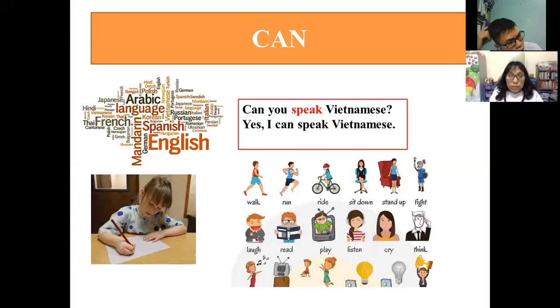So can you drive a car? No, I can ride to work. I can't drive a car. You can drive a motorbike, but you can't drive a car, okay?